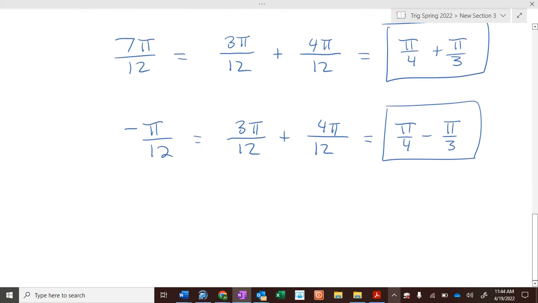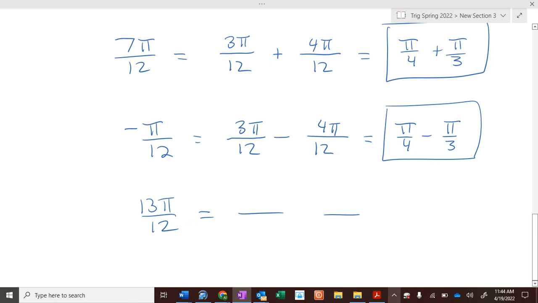Let's do one more. Let's do 13 pi over 12. Now you could add or you could subtract. Oh, this should be a subtraction sign, not an addition sign. You could either add or subtract to get here. What do you think with 13? Probably should add. Yeah.